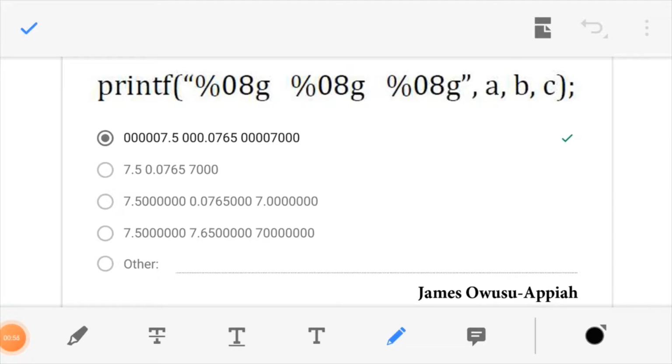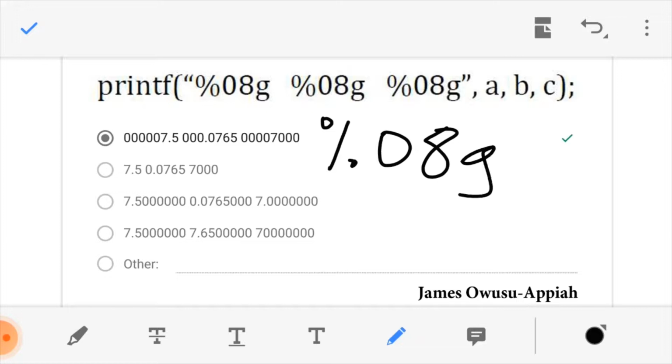Okay, so in this question, we already know about minimum field width. We already know about the format specifier G. Now let us go ahead to talk about this new syntax that has been introduced, which is the 08G. Now we know what this does from the previous question, but what is this here for?